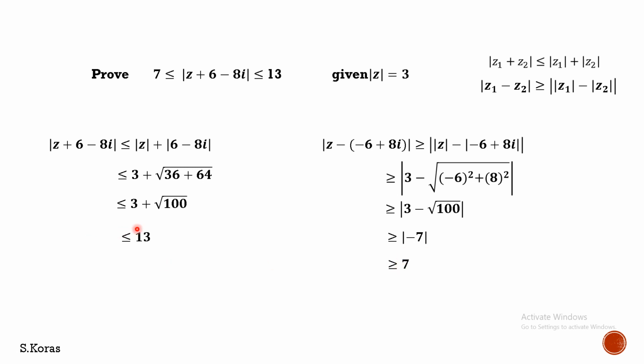So here we confirmed its maximum value is 13. Here we have confirmed its minimum value is 7. So this value lies between 7 and 13. If we combine these two, our answer is that 7 is its minimum value and 13 is its maximum value, that is 7 less than or equal to modulus of z plus 6 minus 8i less than or equal to 13. Practice these types of problems from examples as well as exercises.